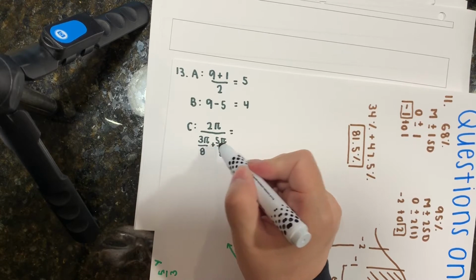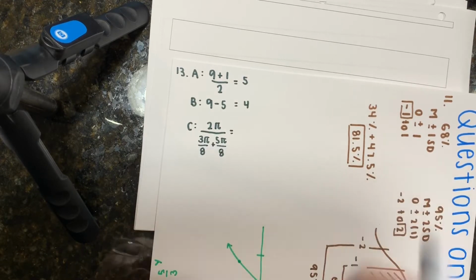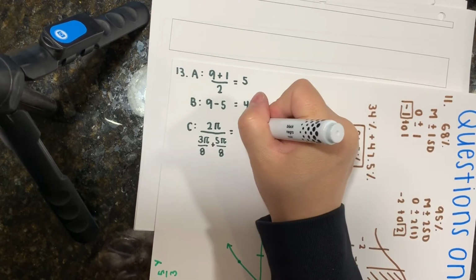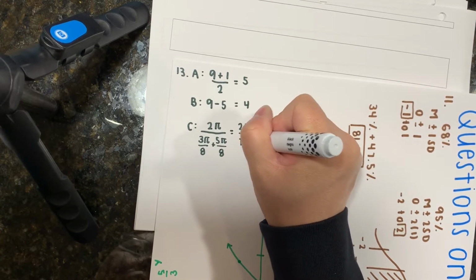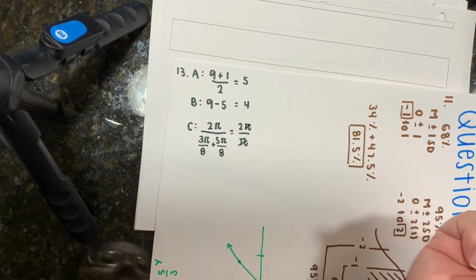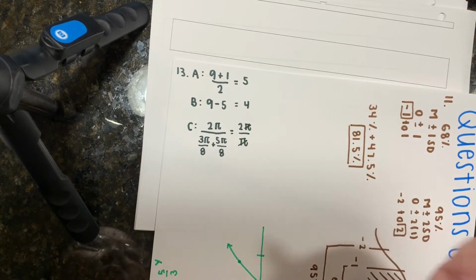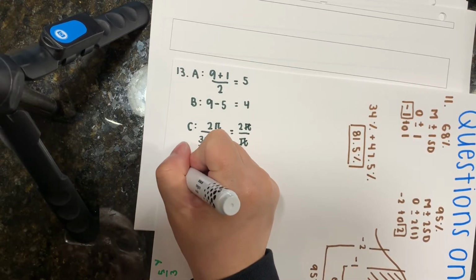Now, 3 pi plus 5 pi is actually 8 pi. So 8 pi over 8 would just be pi. So 2 pi divided by pi. Notice that the pi should cancel, and your result is going to be 2. And now we just need to know the phase shift. So I'm going to plug this in.